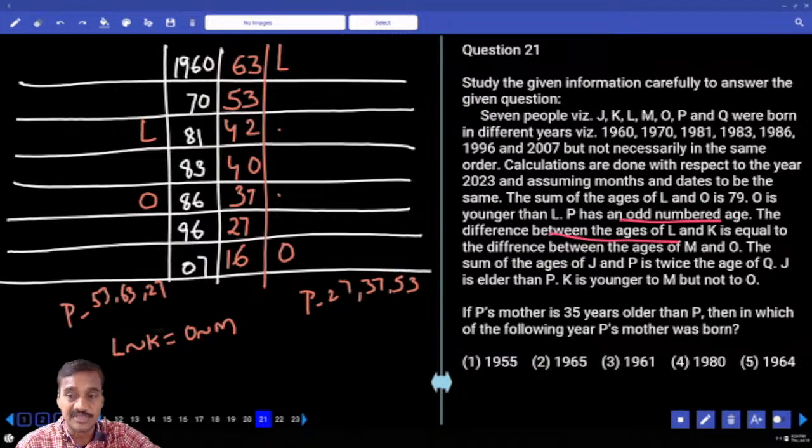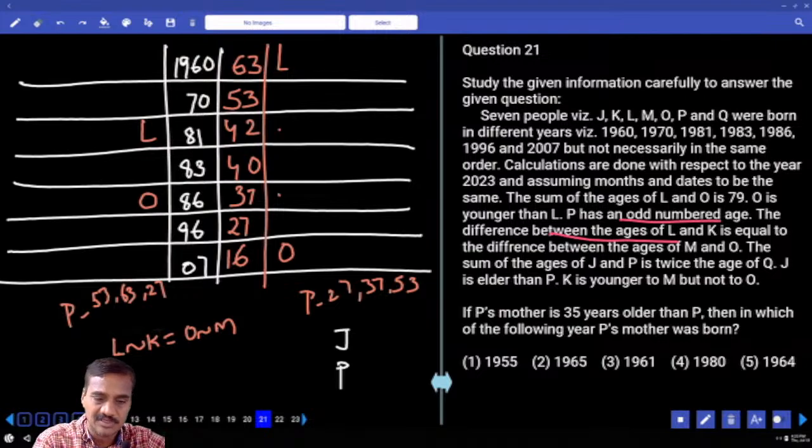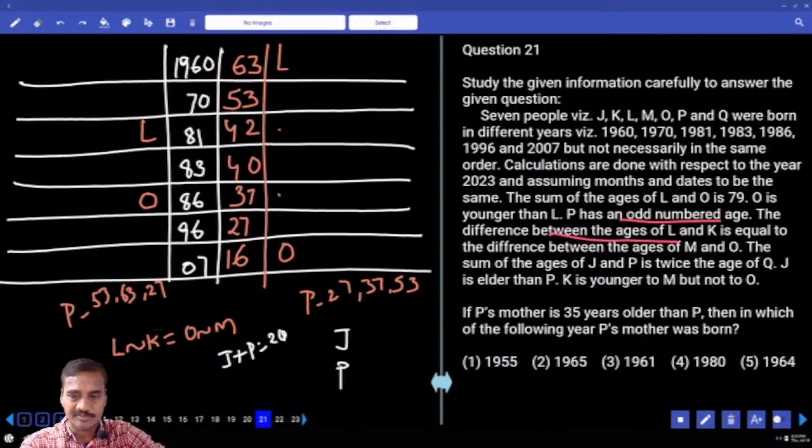And the sum of the ages of J and P is twice that of Q. The sum of the two persons must be this. Now in this case, J is elder than P, and the sum of the ages of J and P, J plus P, is twice that of Q. Does that fit or not? J plus P is twice that of Q. J is elder than P. K is younger than M but elder than O. Now this is the information we have.